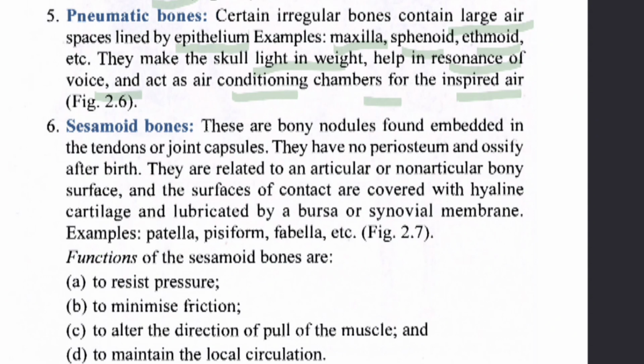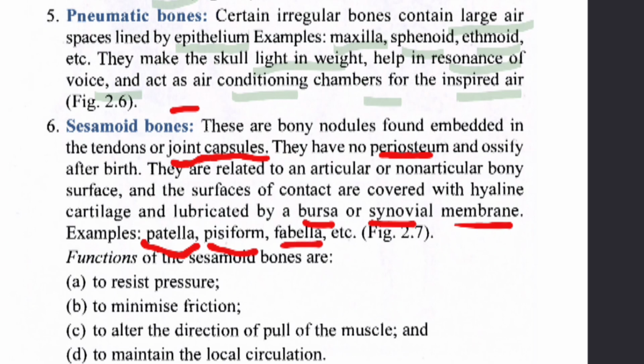Now you can see the sesamoid bones. The sesamoid bones are bony nodules found embedded in tendons or joint capsules. They have no periosteum and ossify after birth. They are related to an articular or non-articular bony cartilage surface, and the surfaces of contact are covered with hyaline cartilage and lubricated by a bursa or a synovial membrane. Examples are the patella, the bone at the knee, the pisiform, and the fibula. These are the sesamoid bones.